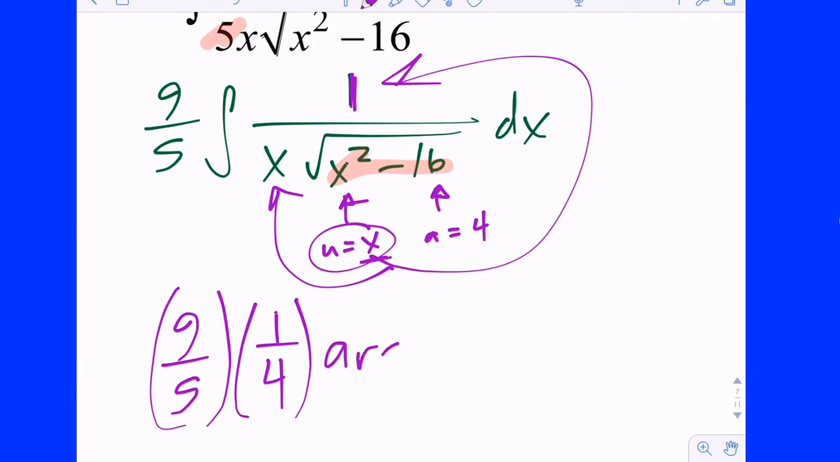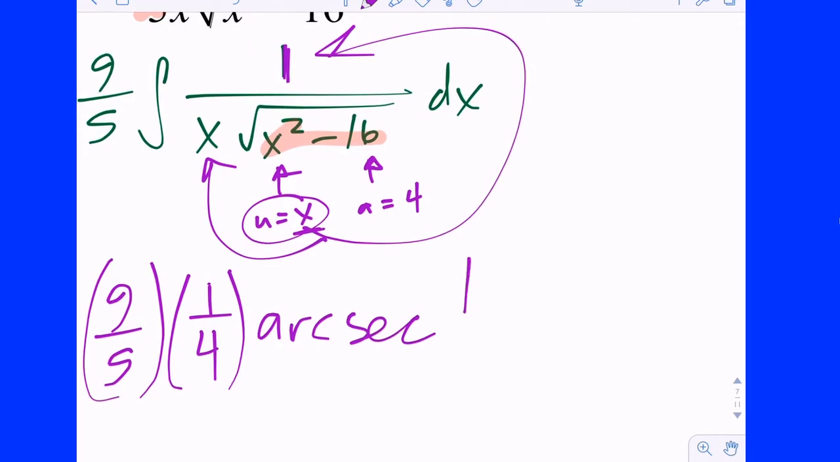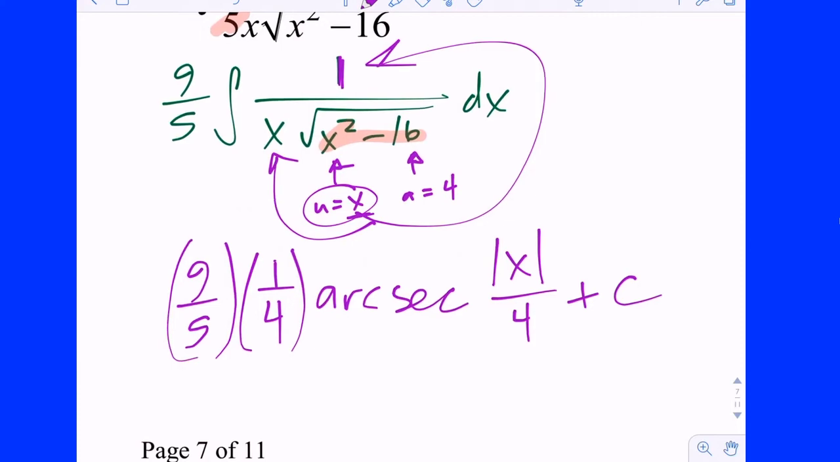Now we go to arcsecant of the absolute value of u over a plus c. There you go. So it's 9/20ths arcsecant of a fourth of absolute value of x.